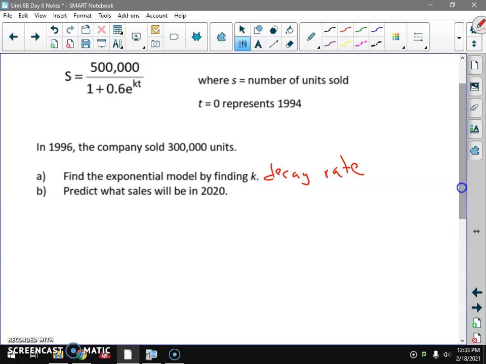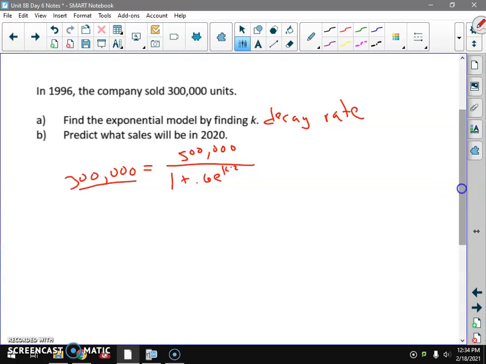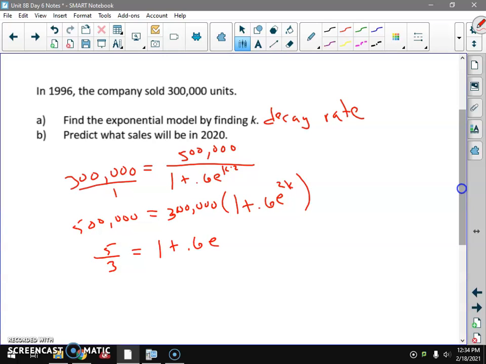All right, we'll use this formula. So number of units sold, S, is 300,000 equals 500,000 over 1 plus 0.6e to the k. And then what year would 96 be? It would be t times 2, or 2k. We're going to solve that equation. Let's cross multiply first. 500,000. Get the variable at least out of the denominator. Equals 300,000 times parentheses 1 plus 0.6e to the 2k. Isolate the exponential. Divide by 300,000, which gives me 5/3, right? 1 plus 0.6e to the 2k.